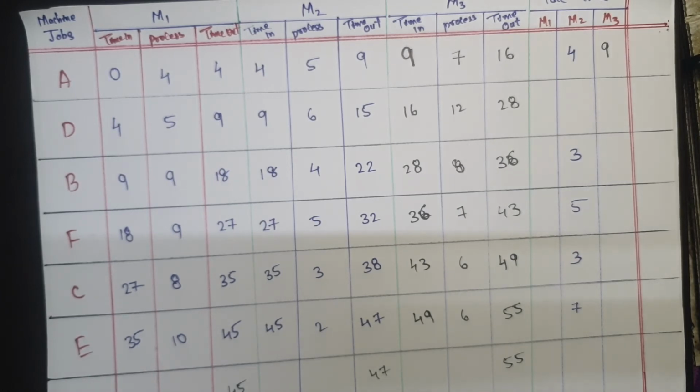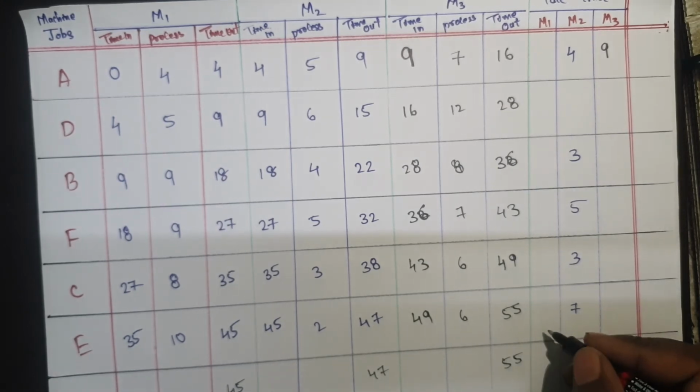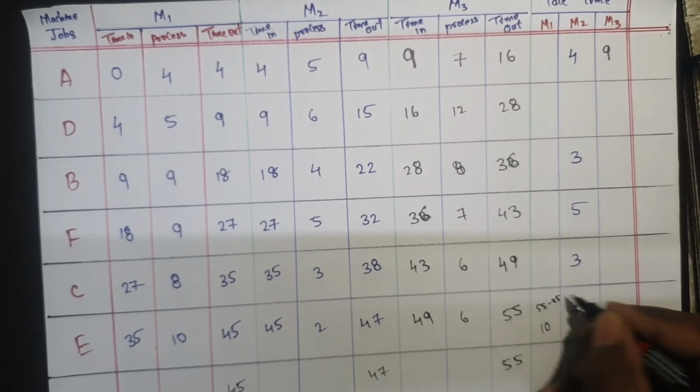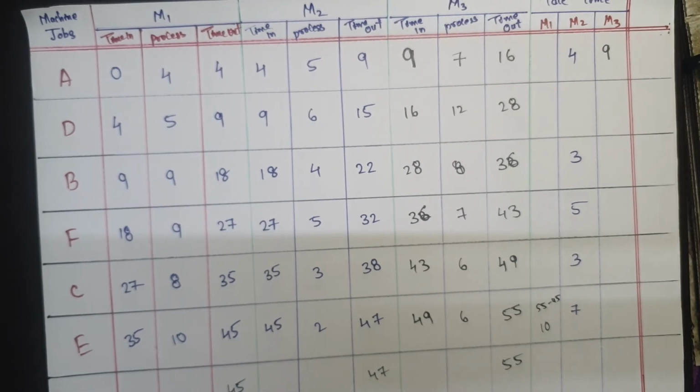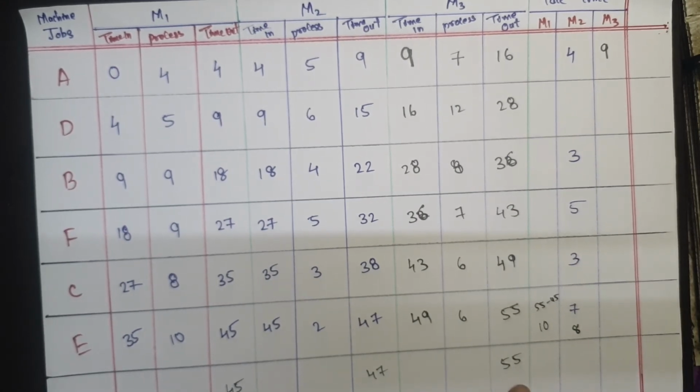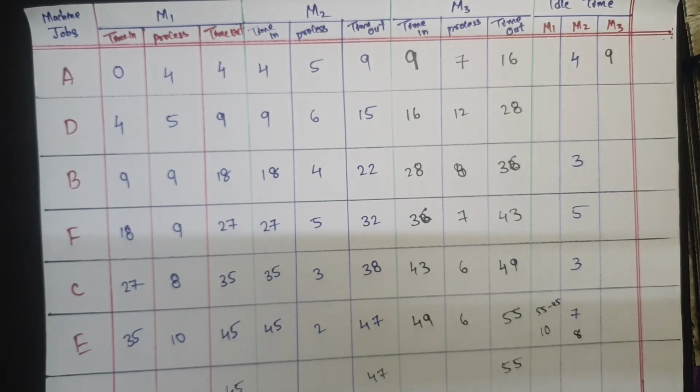Now what you have to do? Machine 3 minus machine 1. So, idle time, how much are you getting? 10. So, here you can write 55 minus 45. How much did you get? 10. Next one, machine 3, 55 minus 47. How much are you getting? 8. Then 55 minus 55, how much will you get? 0 only.